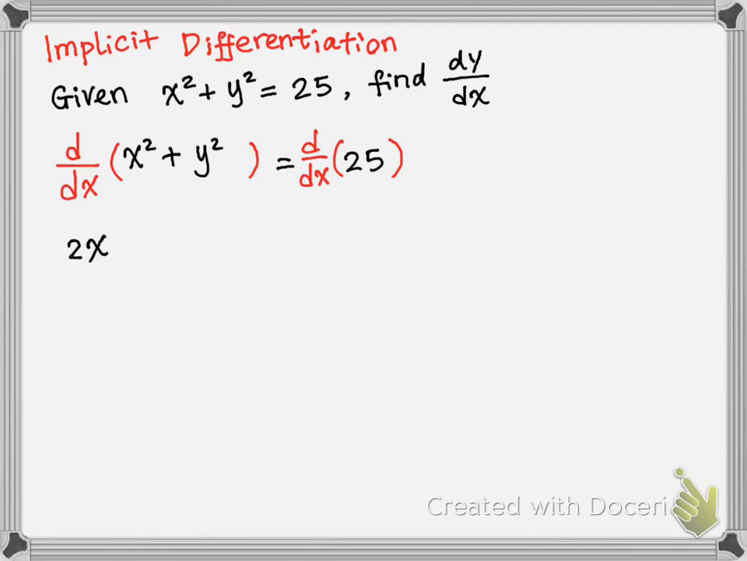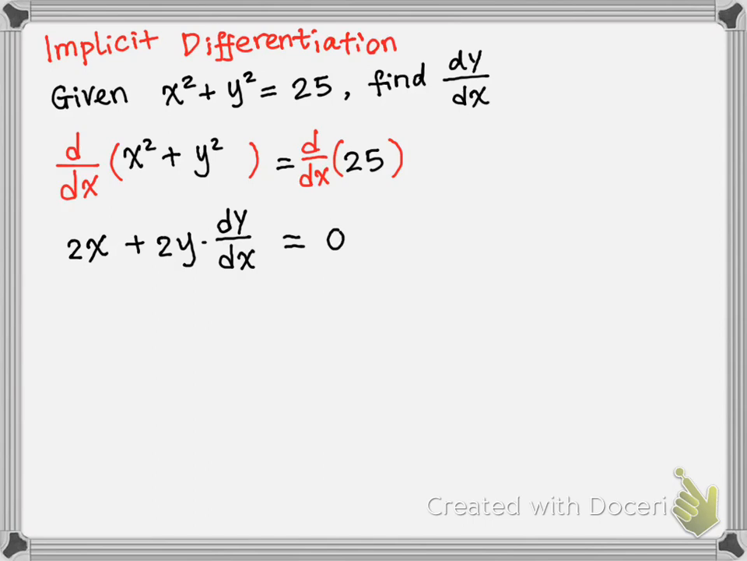What about when it passes through y squared? If you're talking about the derivative of something squared, you take down the power and decrease it by 1. But because y is a function of x, you gain a factor according to the chain rule, dy over dx. That is the product of the chain rule. Then it equals the derivative of a constant, which is 0. Do not write 25 there.